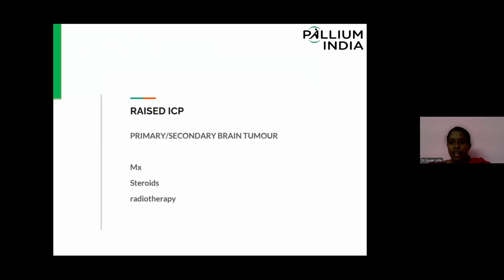So the next thing is raised ICP. Raised intracranial pressure means there is something like tumors, usually space occupying lesions, or brain metastasis, or some intracranial bleed, or infections like meningitis. In these cases, there is some edema in the brain. So that will increase the intracranial pressure. There is a symptom particularly seen in vomiting that is mainly due to raised intracranial pressure. What is the specific vomiting which is seen in raised ICP?